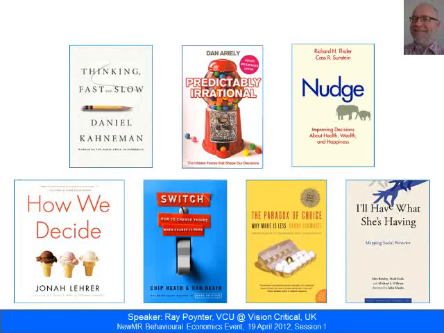Four more books that I think are really worth looking at. How We Decide, Jonah Lehrer. Switch by Chip and Dan Heath. Now, strictly speaking, this is a book about how to implement change in your life and in organizations, but actually it talks a lot about System 1 and System 2. It tends to refer to them as the elephant and the rider, and about cognitive processes.